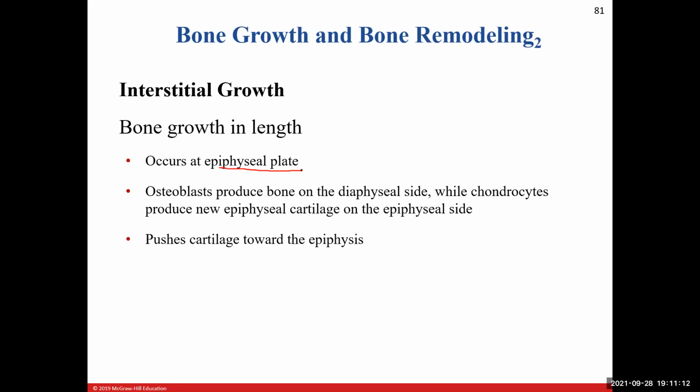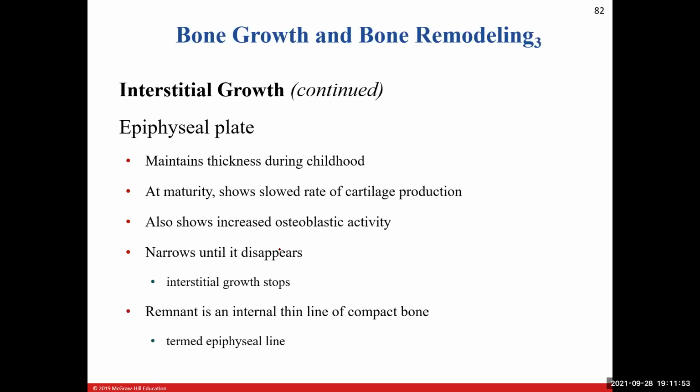Basically, when we're talking about the growth plate, you've got your cartilage cells, the chondrocytes, and they're obviously going to be making the cartilage matrix. And then the osteoblasts are going to come in and produce the bone matrix. So the osteoblasts are going to be on the diaphyseal side of the growth plate, whereas the chondrocytes are going to be on the epiphyseal side. I'll show you a picture here. Basically what will happen is the cartilage is going to get pushed toward the epiphysis. We're going to talk about the different zones of growth here in the epiphyseal plate.